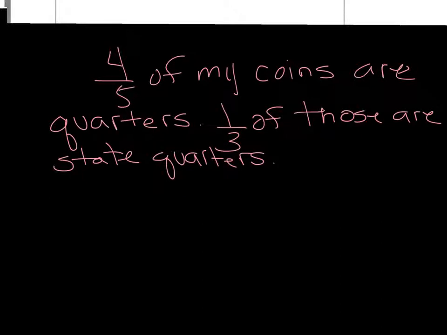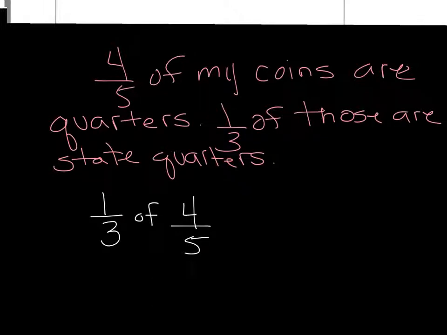So here's a similar type problem. In this problem, 4/5 of the coins that I have in my collection are quarters. And out of those 4/5, which is almost the whole amount, 1/3 of those are state quarters. 1/3, of course, being less than half. So I want to find out what fraction of my coin collection is state quarters. So I'm going to take my 4/5, which is 4/5 of my collection of coins is quarters. But of those, 1/3 of those, 1/3 of my 4/5 are state quarters.